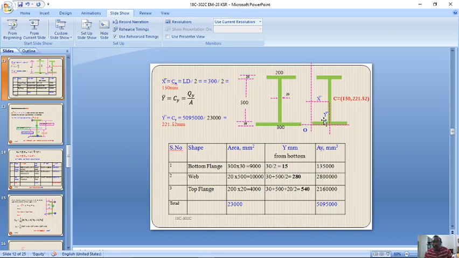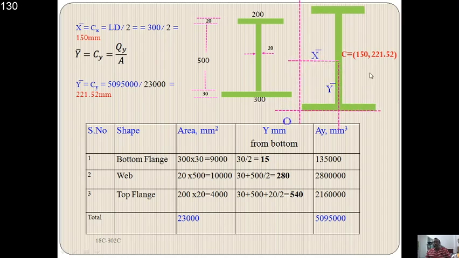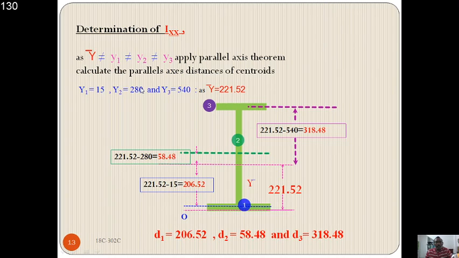So in this problem we are finding the centroidal values. We figured out the value of the centroid as 221.52 in the y bar direction, and for the x bar it is 150 mm. After finding and locating the centroid value, we will follow the parallel axis theorem procedure, because the y1, y2, y3 and y bar are not equal.